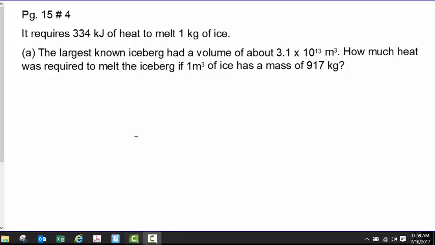This is from the textbook on page 15, number 4, and this is the iceberg question, and it's a challenging question. It's also a really good example of how to take a bunch of different conversion factors and do a unit conversion, unpacking a question and setting up a unit conversion using this method of what I want equals what I have times what I know.